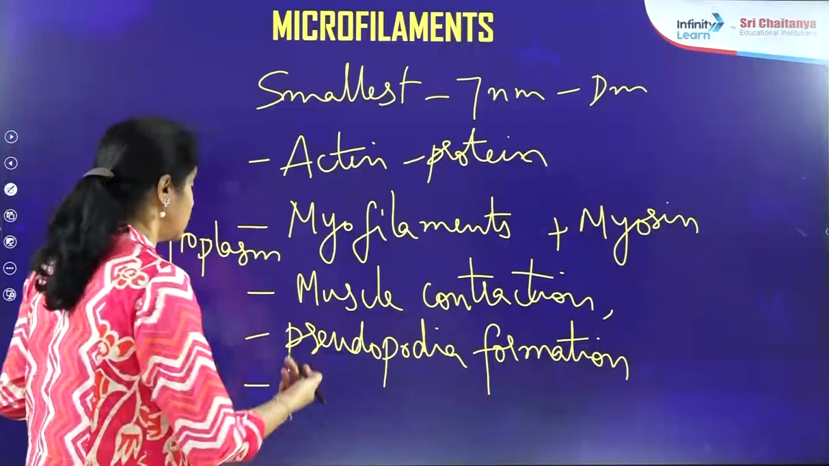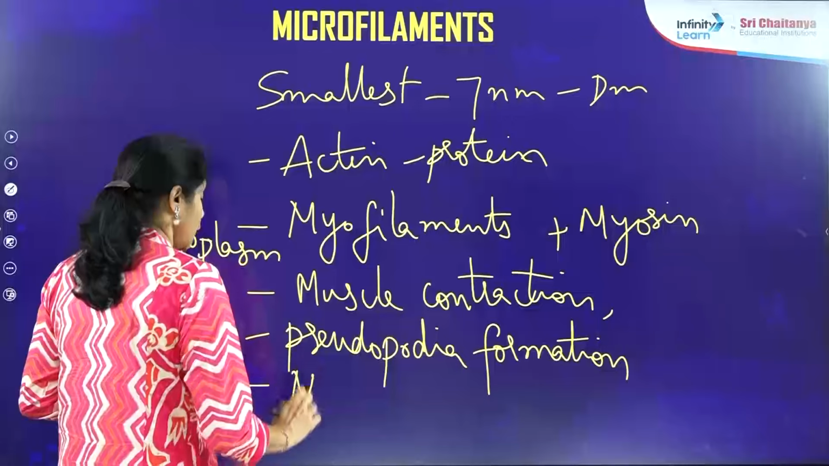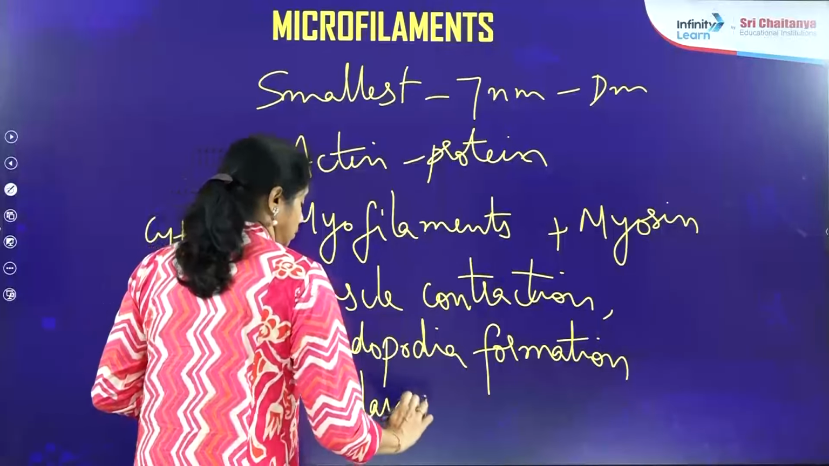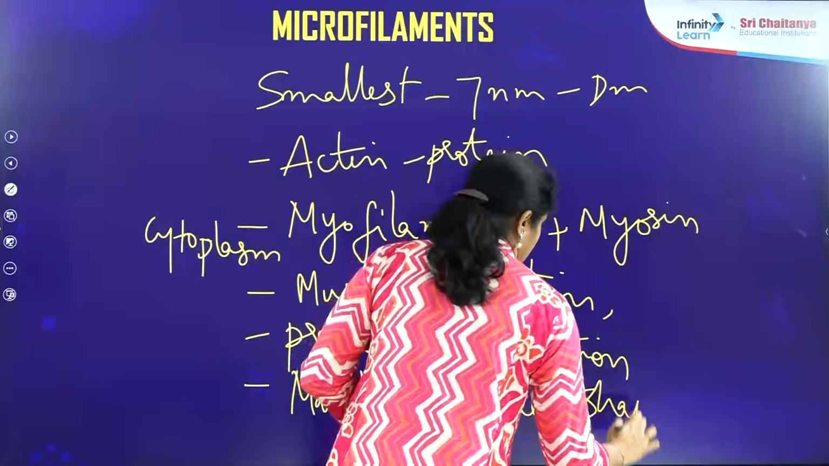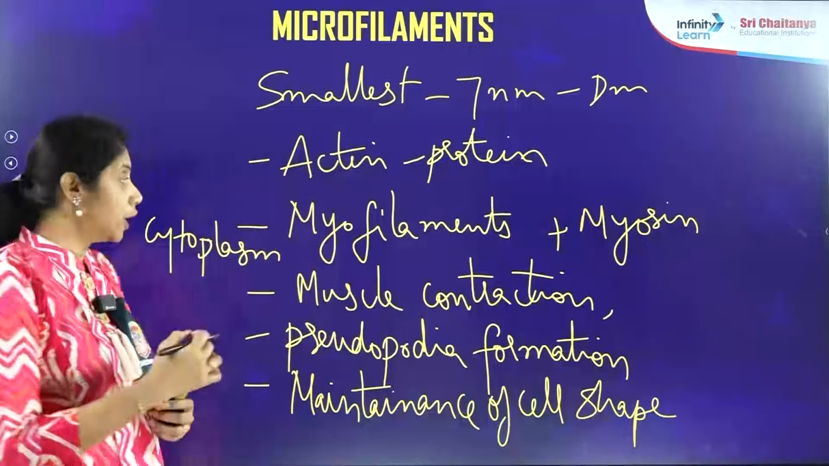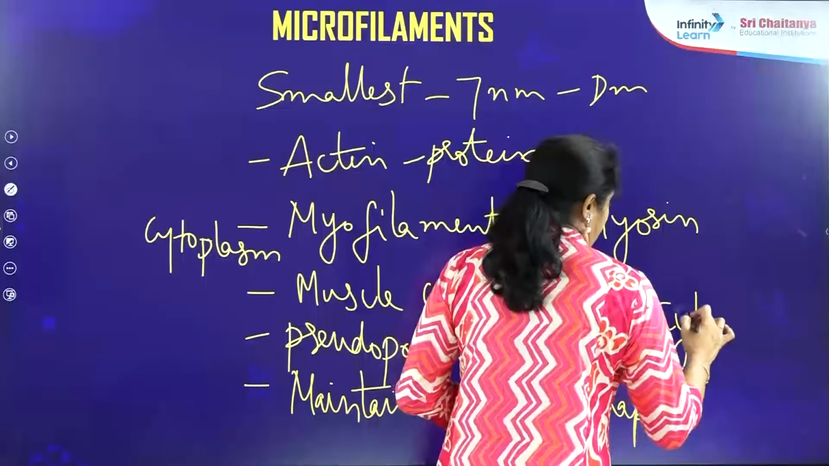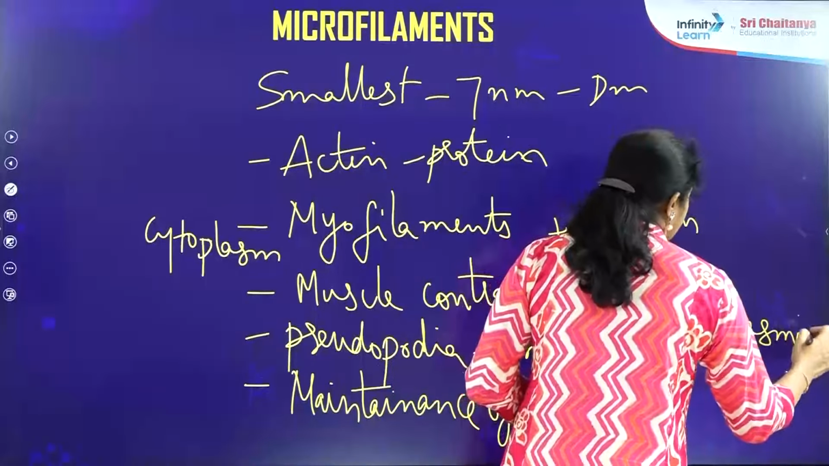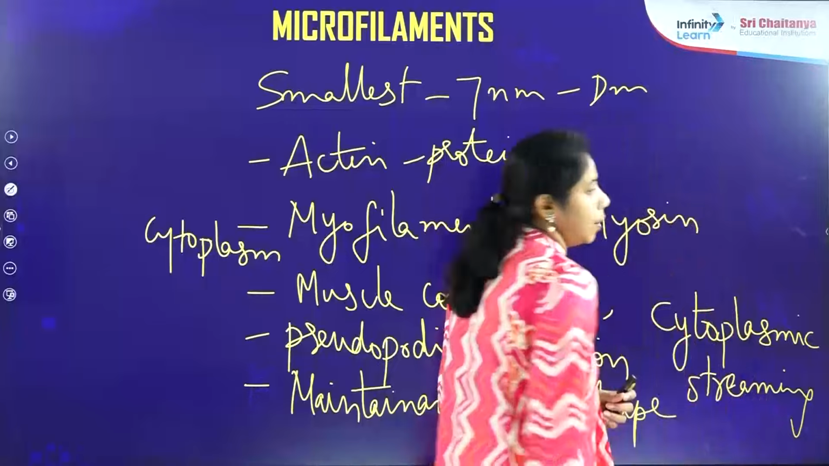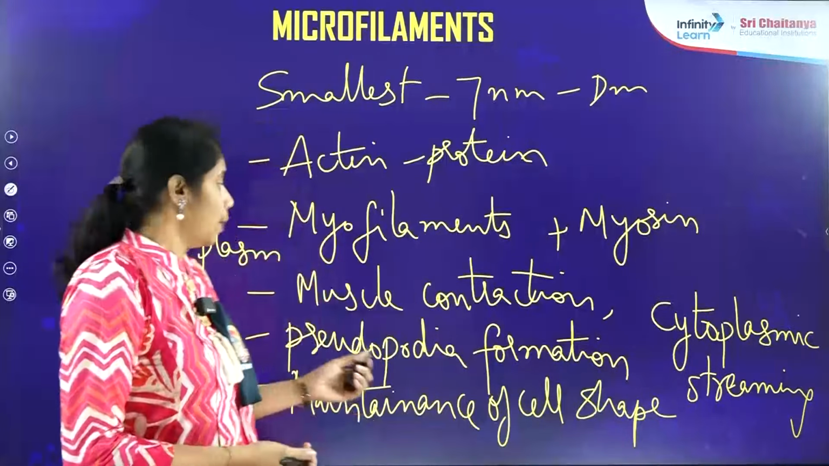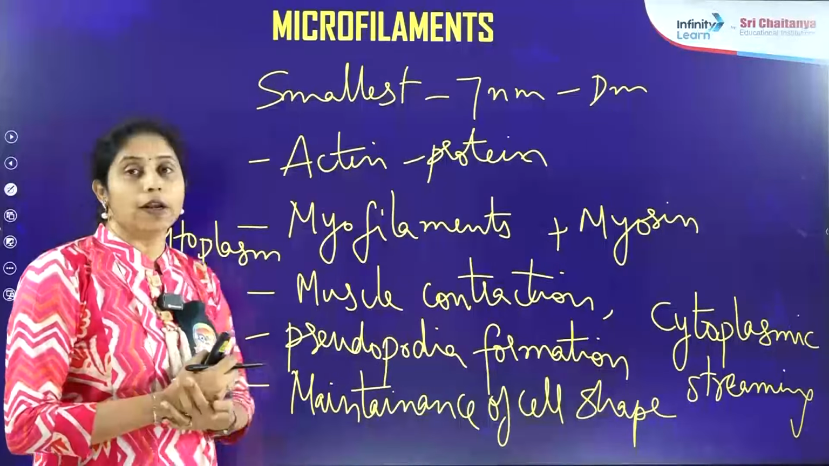Pseudopodia will be formed, and they help in maintenance of the cell shape and even cell motility, in terms of cytoplasmic streaming. Cytoplasm of a cell will be moving with the help of microfilaments, which is also called cyclosis. So, microfilaments help in muscle contraction, cytoplasmic streaming, pseudopodia formation, and maintenance of the cell shape.